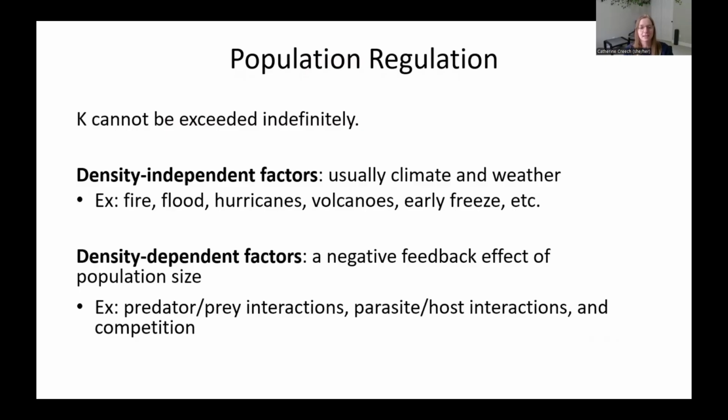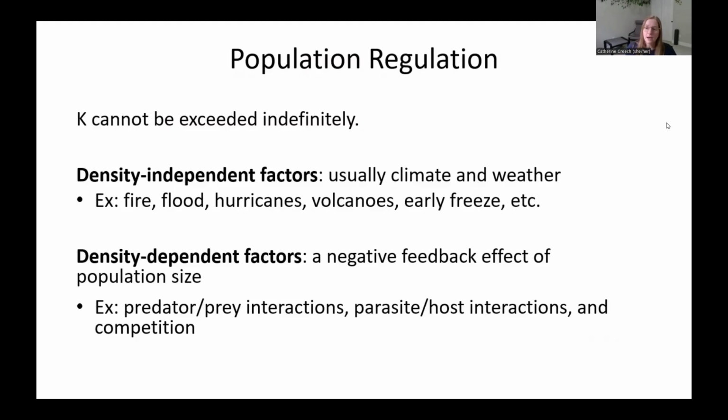Density dependent, these factors that decrease the population size, they are dependent on the number of individuals. For example, predator and prey interactions like that hare and lynx graph that we just looked at, those types of interactions will be limited based on the number of individuals. Additionally, disease, parasites, host interactions, competition, all of those are density dependent factors.